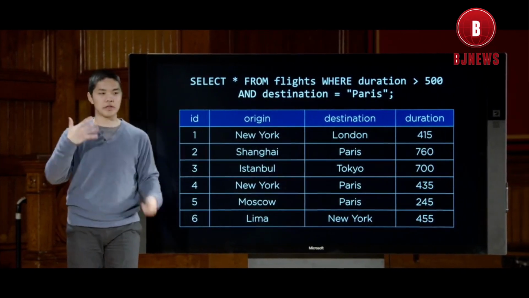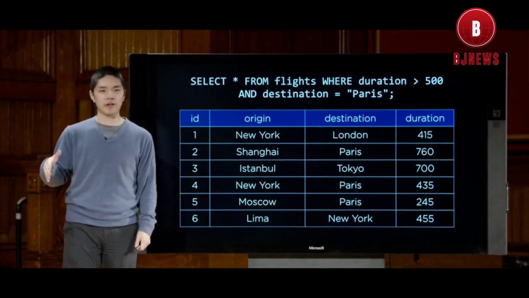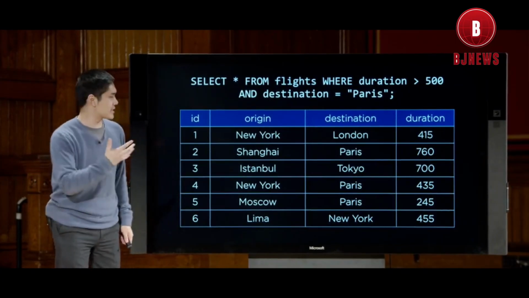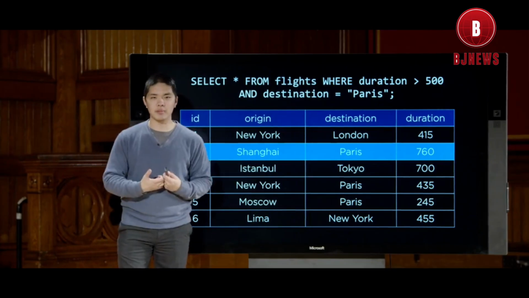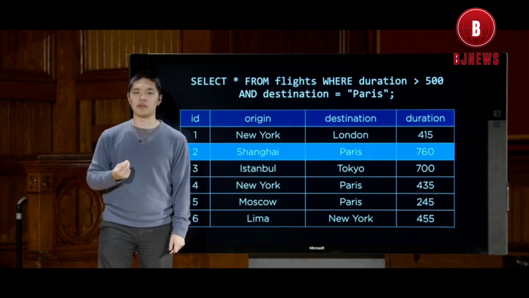And as you might logically intuit, this means get me all the flights that are going to Paris and that take longer than 500 minutes. And it turns out there's only one such row inside this table that satisfies both of those constraints.